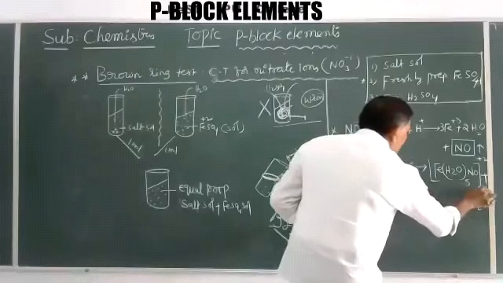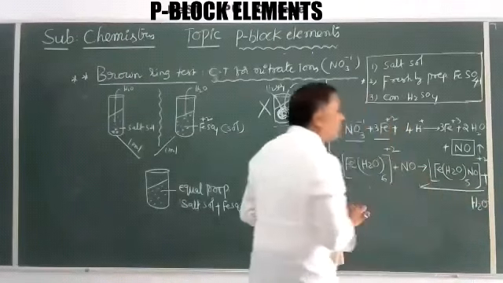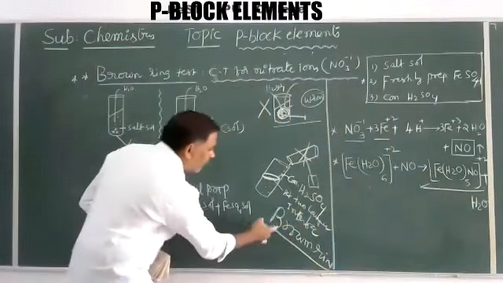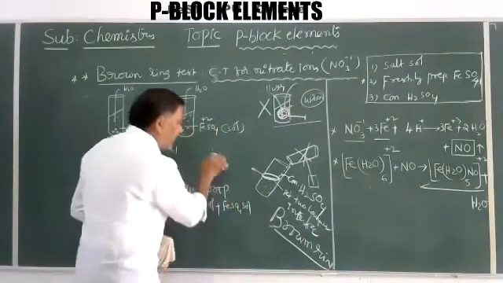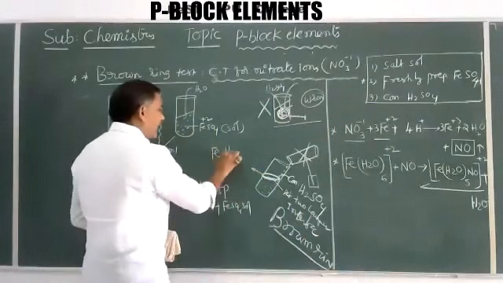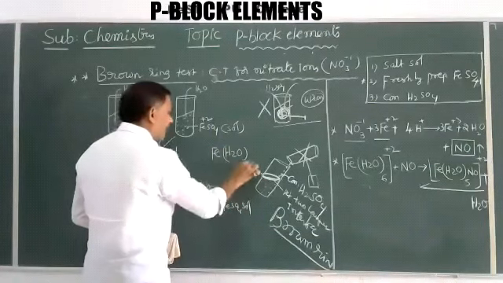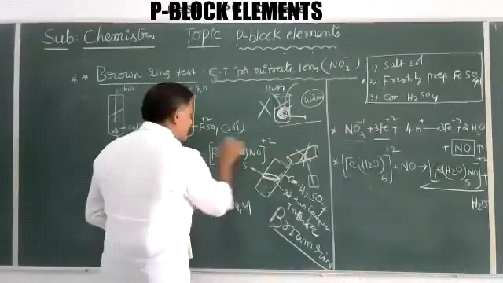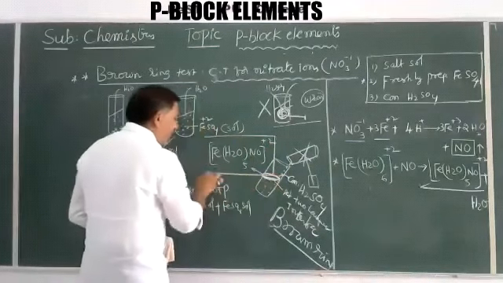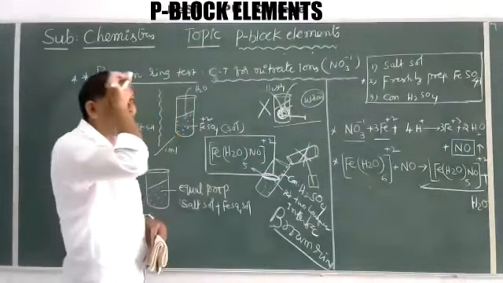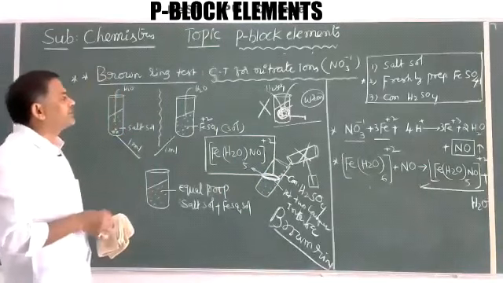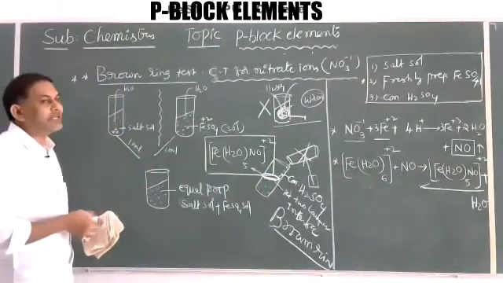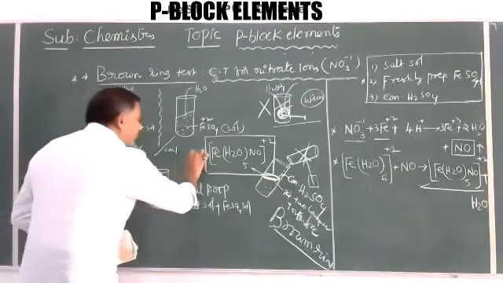This is the brown ring complex compound. The formula of the brown ring formed is Fe(H2O)5NO 2+. This is the very important formula. The formula of the brown ring formed in the detection or confirmatory test for nitrate ion is very important.